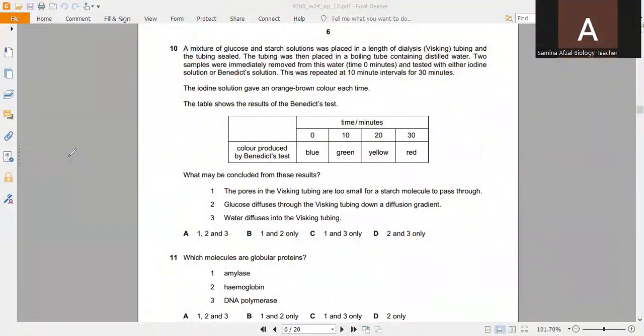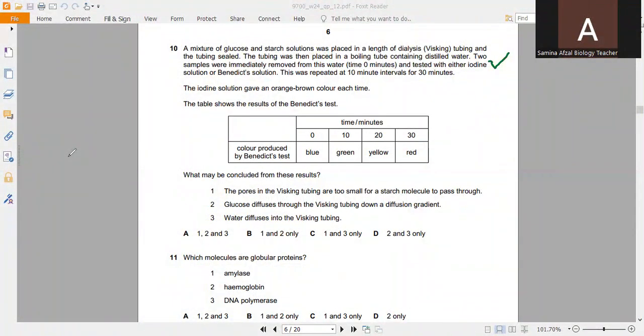Well, question number 10 is: a mixture of glucose and starch solutions was placed in a length of dialysis tubing and the tubing sealed. The tubing was then placed in a boiling tube containing distilled water. Two samples were immediately removed from this water and tested with either iodine solution or Benedict's solution. You know, the iodine solution is used to identify starch, whereas the Benedict's solution is used to identify the presence of glucose in a solution.